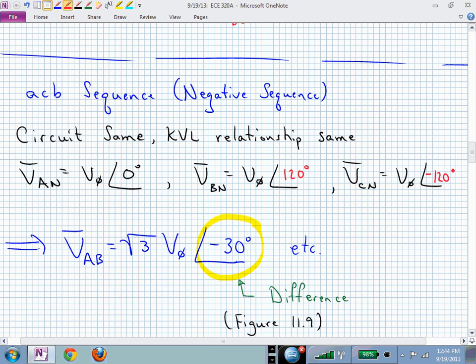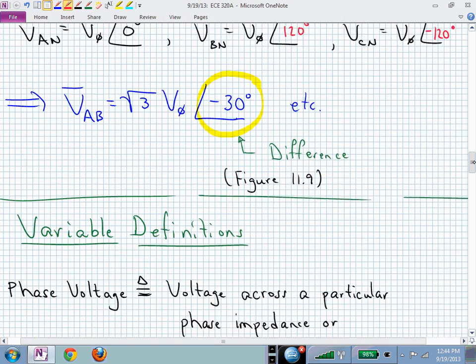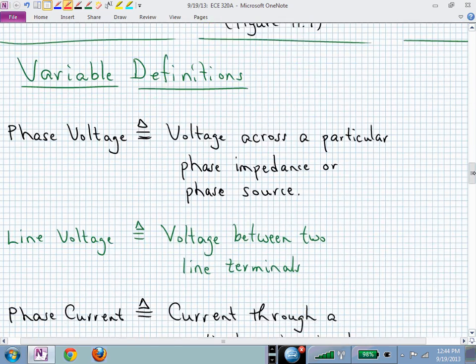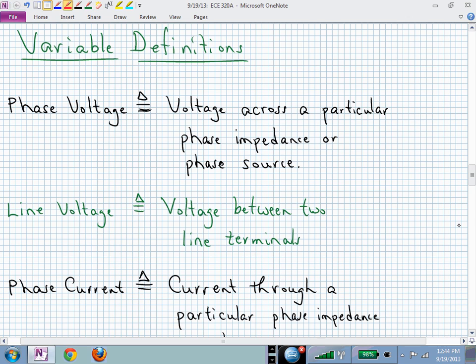I'm going through this quickly because I don't want to spend a lot of time on it, but here are the definitions. In words, the phase voltage, then you look at the impedance in a particular phase. If they say, what's the phase voltage in the B phase? You would find the B impedance at the load and try to find what is its voltage across that impedance. That would be the phase voltage.